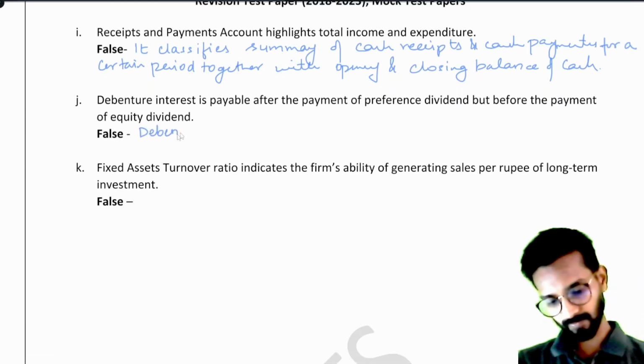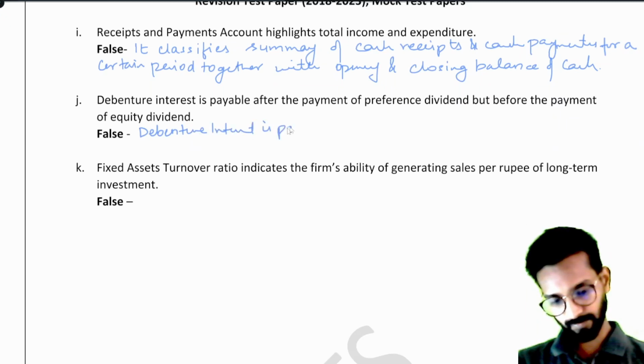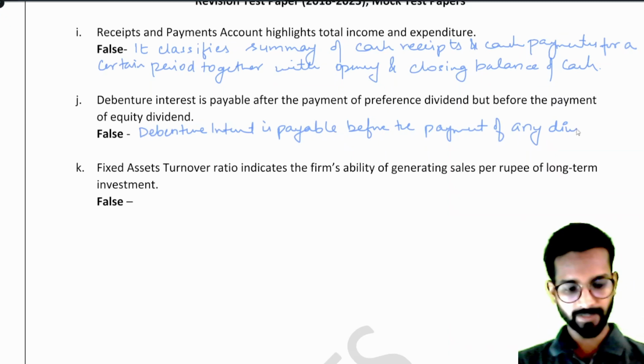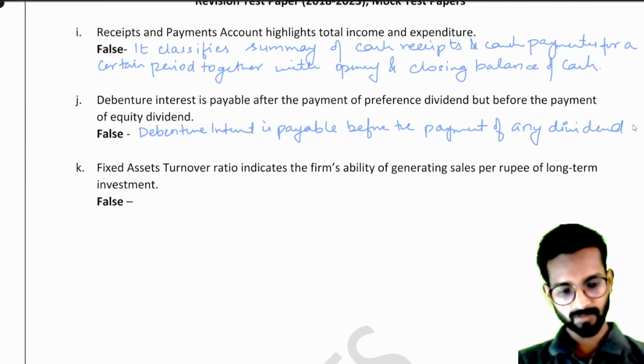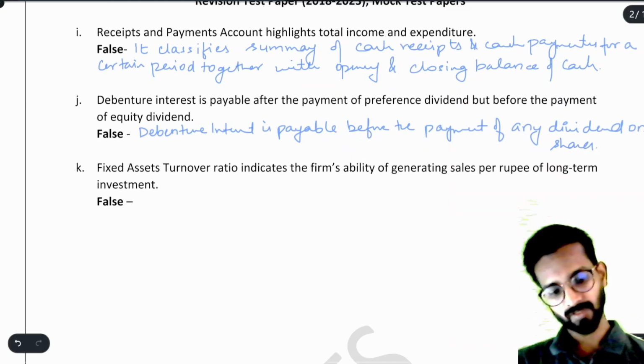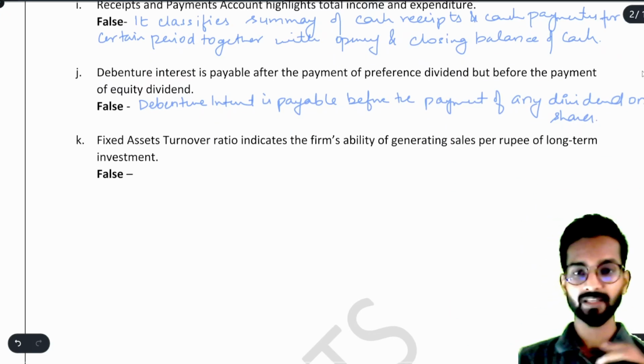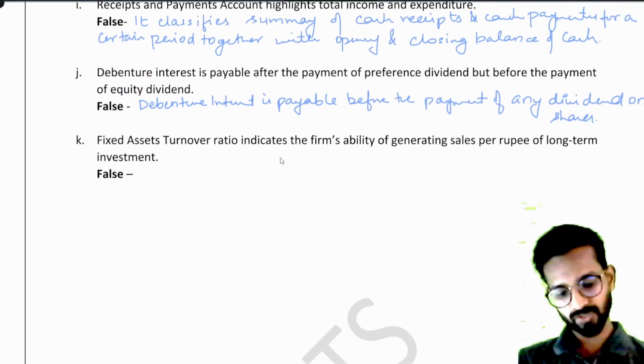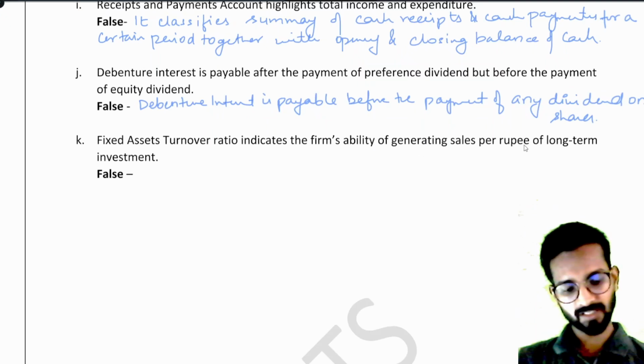Debenture interest is payable before the payment of any dividend, okay? Any kind of dividend on shares, okay? You have to pay debenture interest first. You will pay the outsider first before paying the insider, okay? Always remember this. The next is fixed asset turnover ratio indicates the firm's ability of generating sales per rupee of long-term investment.